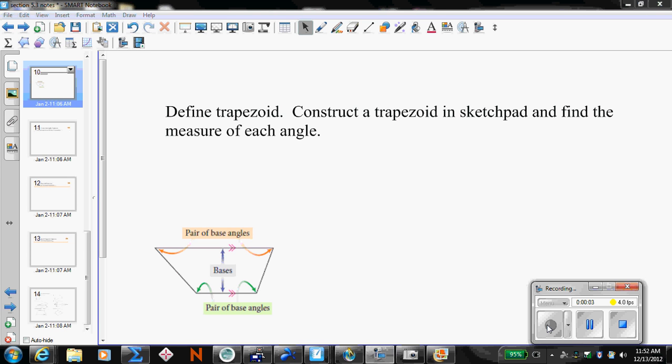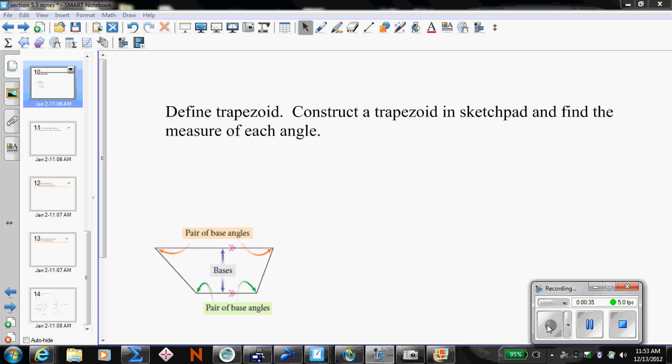Hi class, this is going to be the second part of section 5.3 in your textbook, and it is going to be about trapezoids and the properties that trapezoids have. So first of all, let's remember what the definition of trapezoid is, which you learned back in chapter 1. A trapezoid is a quadrilateral with one pair of parallel sides. So a four-sided figure with one pair of parallel sides.